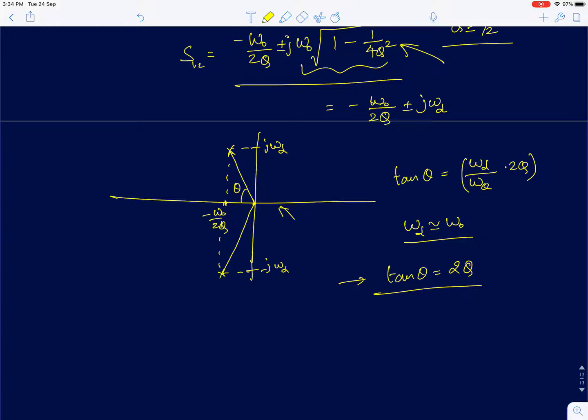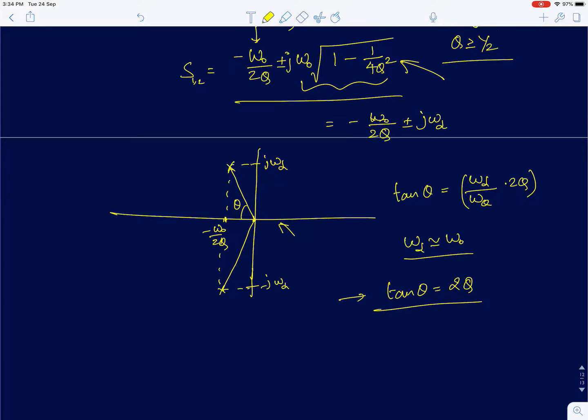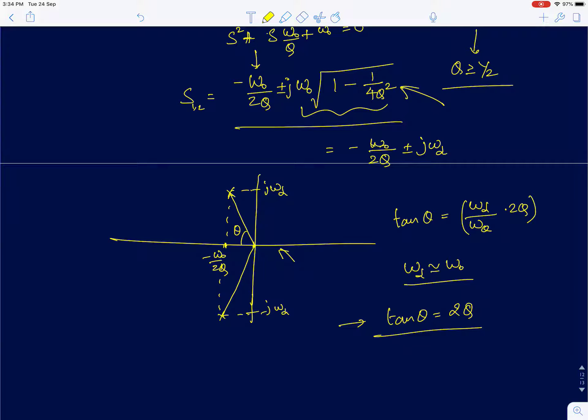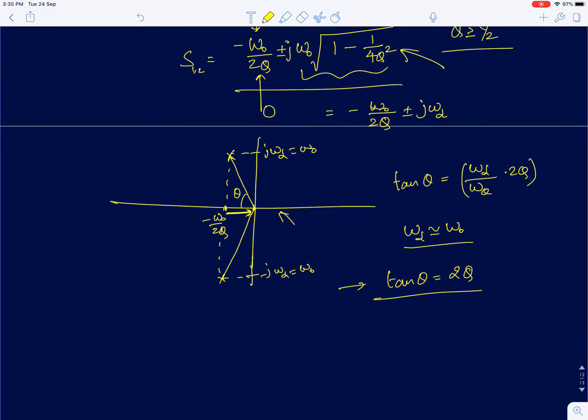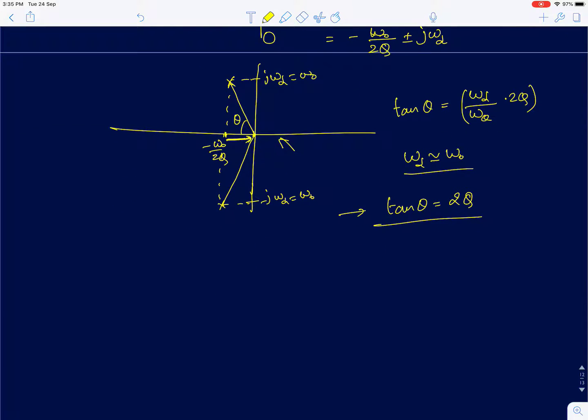Now let's say Q is infinity. If Q is infinity, what would happen is that the omega naught by 2Q, the real part of the pole, will move to 0. This term will become 0, and the complex conjugate poles will then become purely imaginary. Omega d will be equal to omega naught if Q is infinity. Then the poles will be purely on the j omega axis.